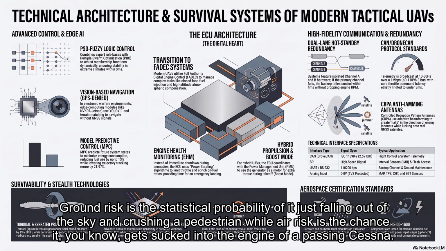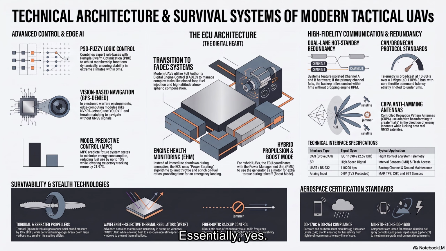Ground risk is the statistical probability of it just falling out of the sky and crushing a pedestrian, while air risk is the chance it gets sucked into the engine of a passing Cessna. Essentially, yes. Right. So think about it.